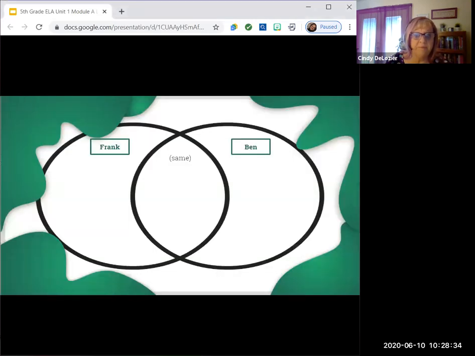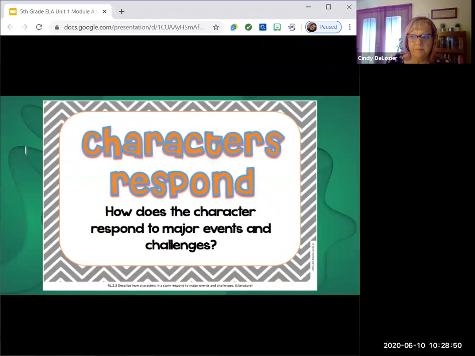As you see, we will be comparing and contrasting the characters Frank and Ben. In your journal, I would like for you to make two columns, one with the heading Frank or Frankie, and the other Ben. We will be noting characteristics of them as we read. You also might want to document major challenges the characters face as we read.